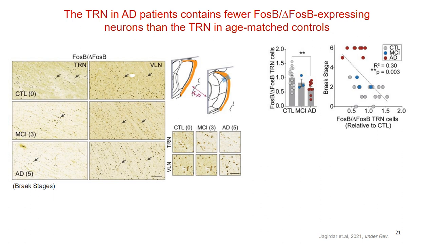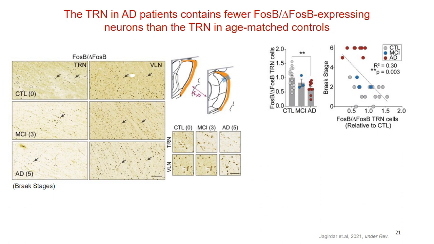So the next question, obviously, as we have tested in our APP mice, was: is there neuronal loss? So for that purpose, we performed histology using hematoxylin and eosin staining. The data is not shown here, but we did not see any differences.